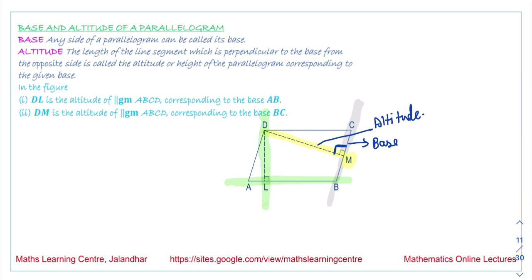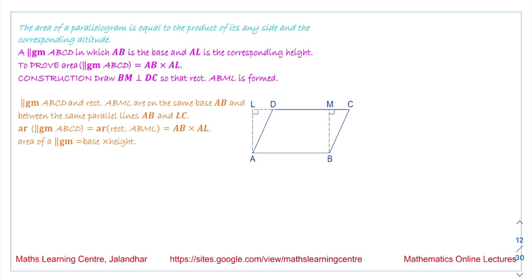Now the next result that we have is that the area of a parallelogram is equal to the product of any side and the corresponding altitude. Suppose a parallelogram ABCD is given to us. We are considering AB as the base of this parallelogram, then AL will be the altitude. Then the area of this parallelogram will be AB into AL. You can consider AL as the altitude, and you can also consider BM as the altitude. Altitude is basically height, just as in the case of a triangle. So you can measure the height from any point on AB.